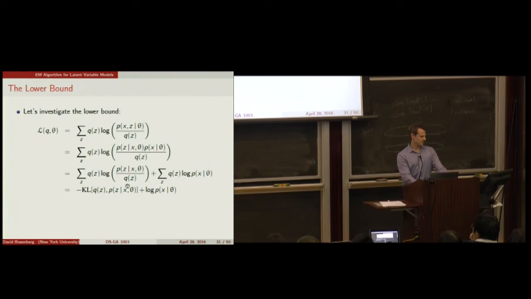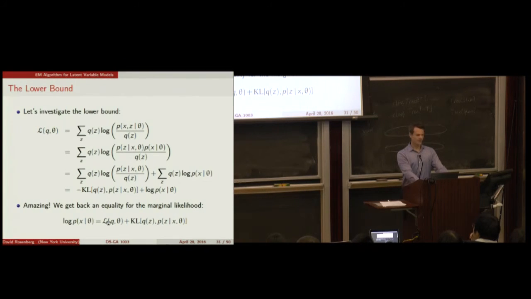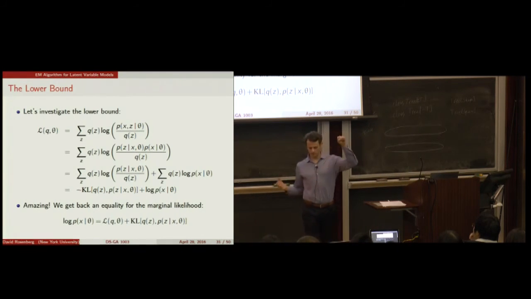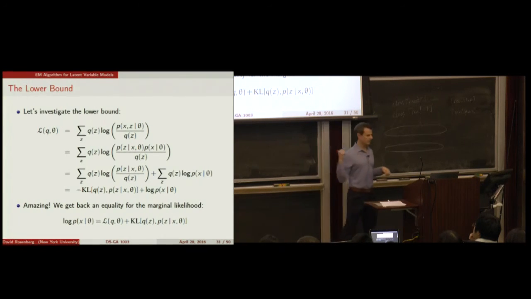So let's rearrange a bit. The marginal likelihood is exactly equal to the lower bound plus this KL divergence piece. This is an explicit expression telling us the gap between our marginal likelihood and our lower bound on it. It's exactly given by the KL divergence between Q and the posterior. It's pretty interesting, worth looking at for a minute.